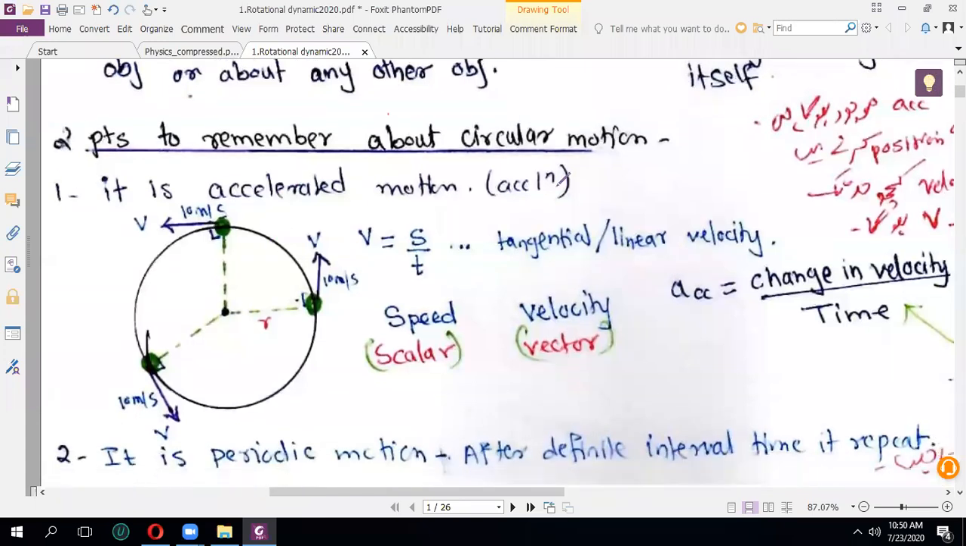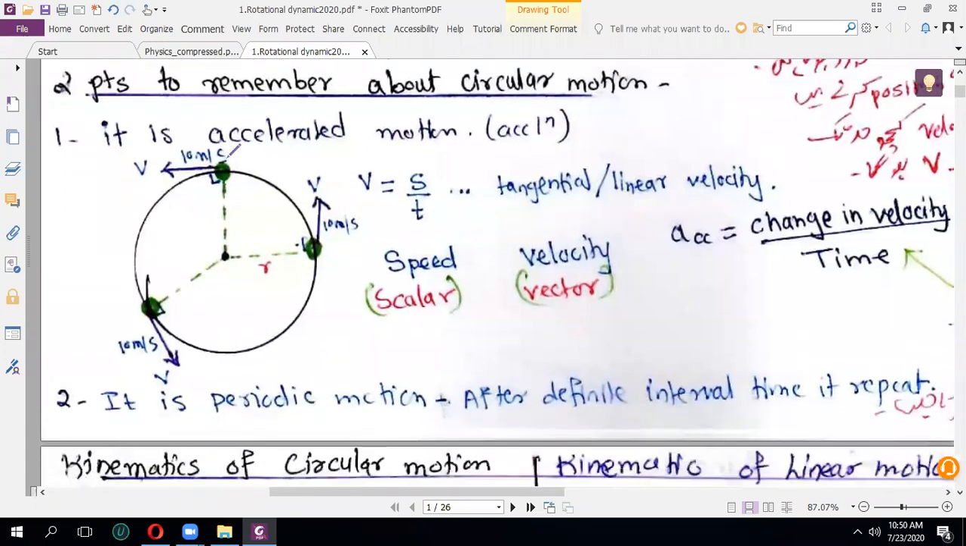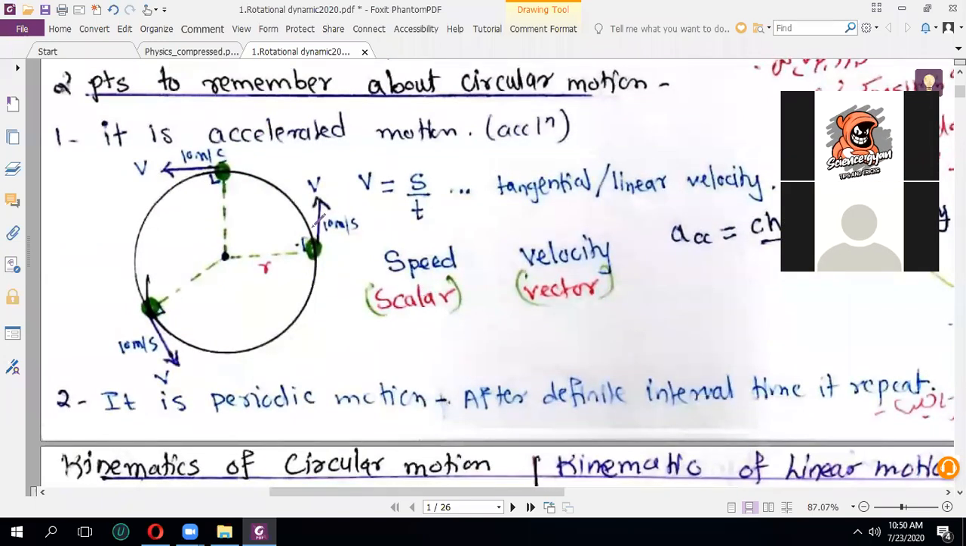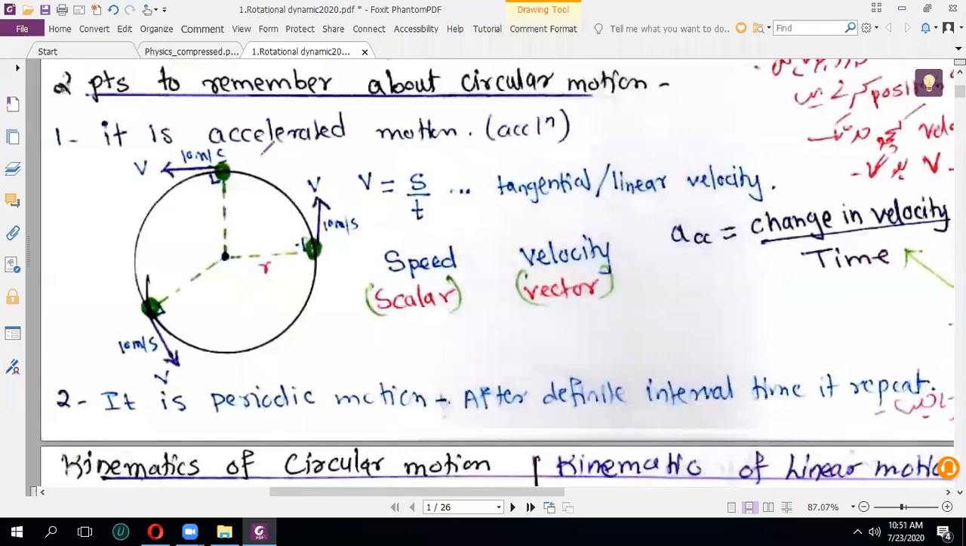Two points to be remembered about circular motion. First, it is accelerated motion. Here scientists say that if any object performs circular motion, it happens because of acceleration. What is acceleration? Change in velocity upon time. We know the definition of acceleration. If the velocity is changed, then acceleration is happening.